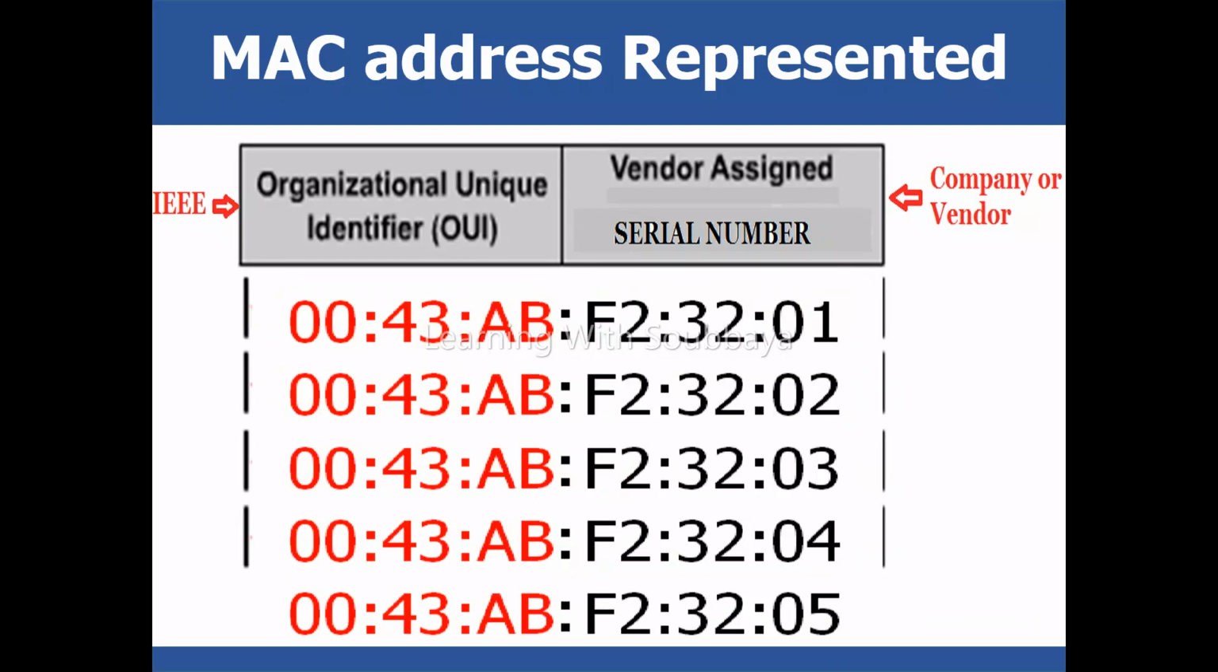We'll go with an example here. You can see, we'll take this example, MAC address here. Okay, the first 6 digits you can see, it's unique, right? 0043AB. Like you can see, all are same here. 0043AB. Okay, second serial number you can see ending with 01, ending with 02, 03, 04. That is for each device is changing. Each device we have different numbers available.